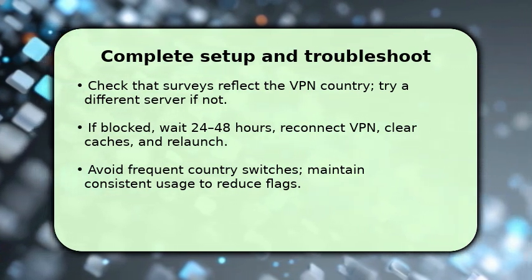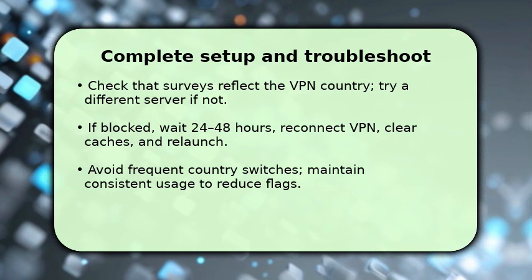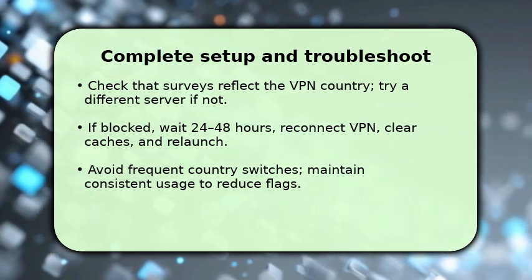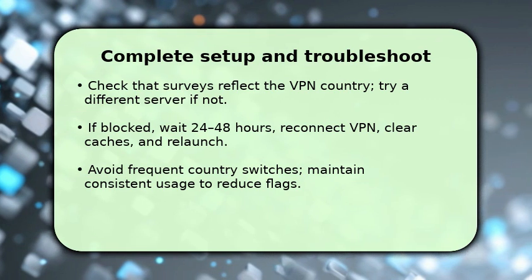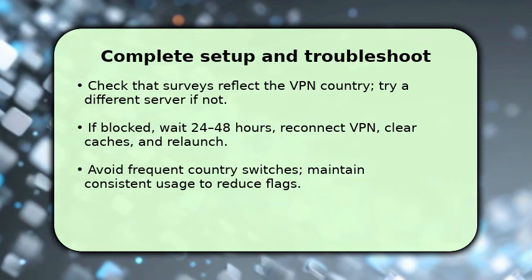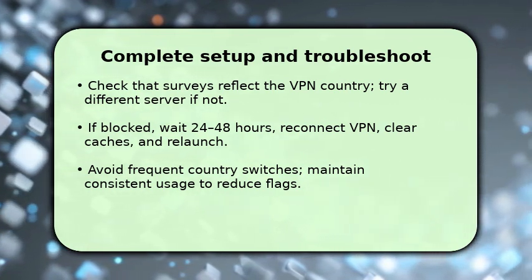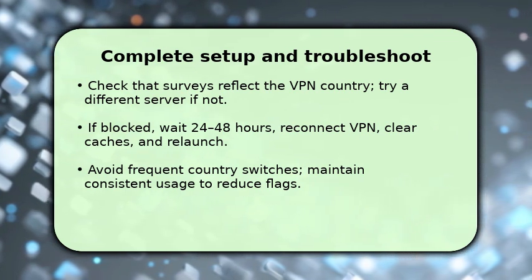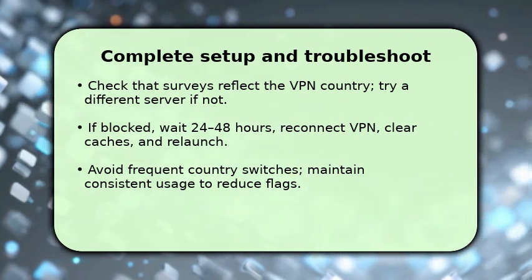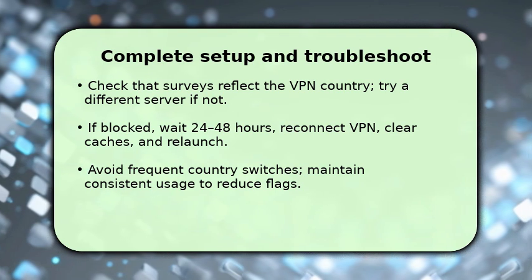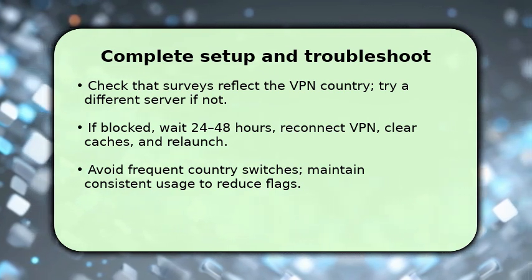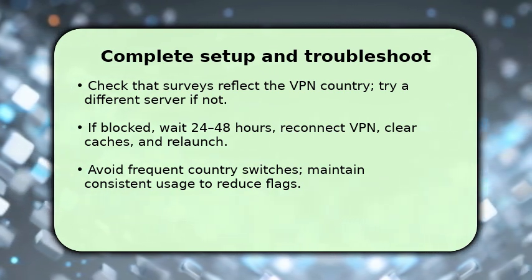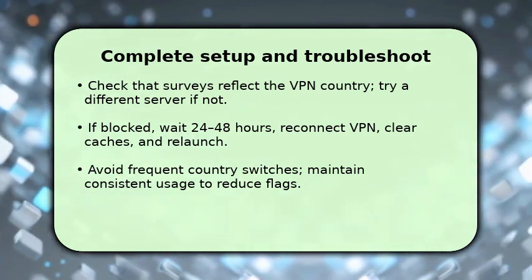If you don't see changes, try a different server in the same country, reconnect the VPN, clear caches again, and relaunch the app. If you get blocked or flagged, pause for 24 to 48 hours before retrying and avoid rapid country switching. One key troubleshooting tip: if location mismatch persists, verify both GPS and IP match the VPN region.